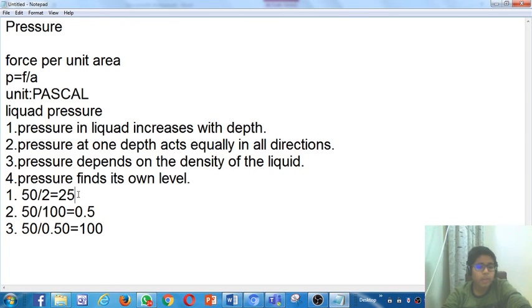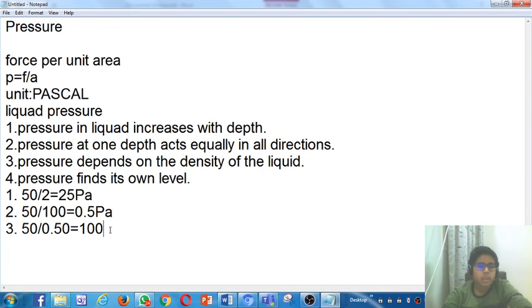Don't forget to mention the unit. It will cut your marks. Pa is the short form of Pascal. Write Pa here, and here also Pa.